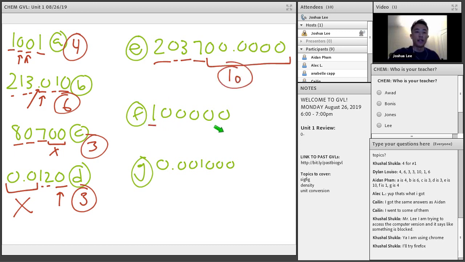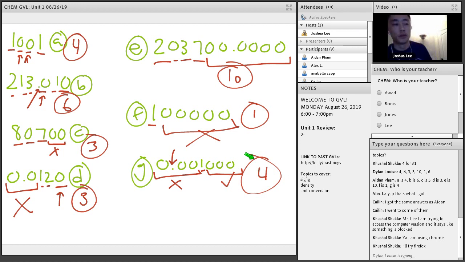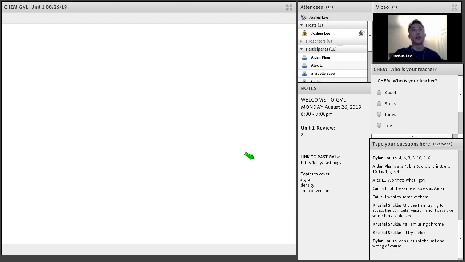This 1 counts, and none of these zeros count because there's no decimal at the end, so that one's just 1. And the last one, these 3 zeros don't count because they're in the beginning. This 1 does count, and these 3 zeros at the end do count because of that decimal right there. So that's going to be 4. So 4, 6, 3, 3, 10, 1, and 4. So close. All right, let's talk about the math stuff.